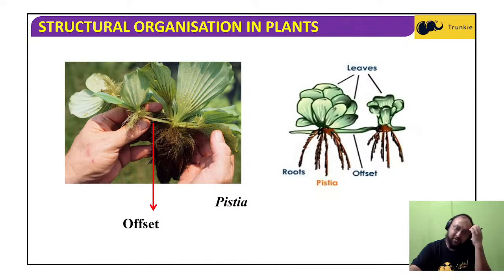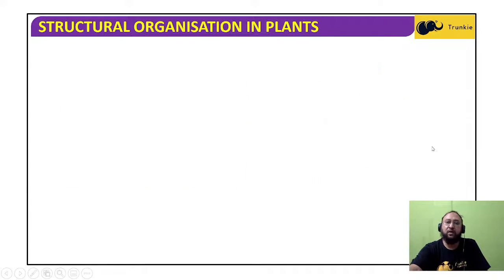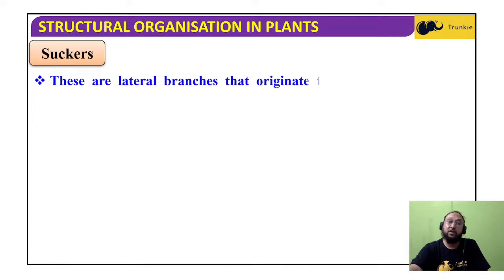So this is one offset. One offset will have leaves like this and adventitious roots, and then another offset with similar growth will be there. These are found in aquatic habitats or where a lot of water is flowing. It's called water hyacinth. Now another one is the sucker.